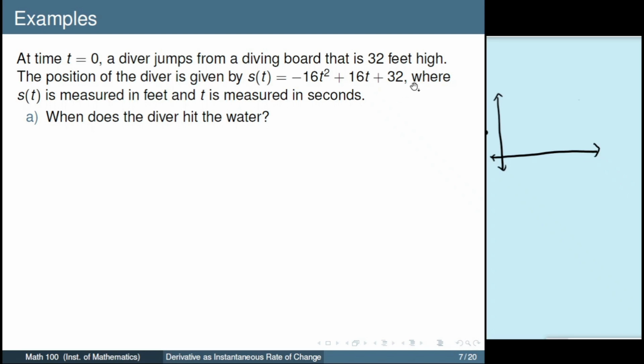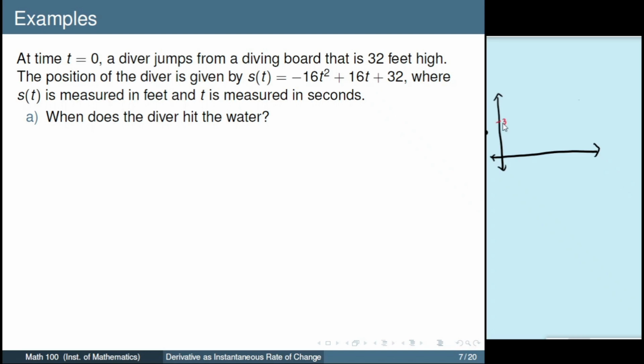So the graph of this function is not actually hard to describe. If you recall, with your graphs of functions on our first meeting, this function has a graph of a parabola that is opening downwards since our leading coefficient is negative, which is true because the diver is going down.